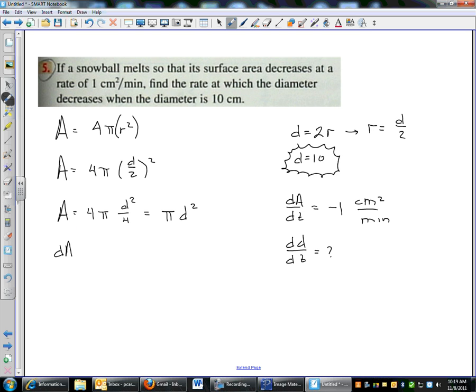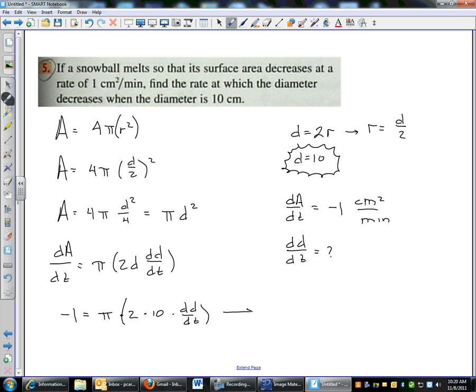Now that I have it in terms of diameter, which is what I need because it asks us for diameter, I will do the derivative. What's the derivative of pi d squared? Pi times, and the derivative of d squared is 2d, 2d dd/dt. You're good? Okay, good. Then once you take the derivative, now you start plugging in what you know. Do I know dA/dt? It's -1 equals pi times 2 times, do I know d? D is 10. They gave us that. Times dd/dt. I don't know that because that's what we're looking for.